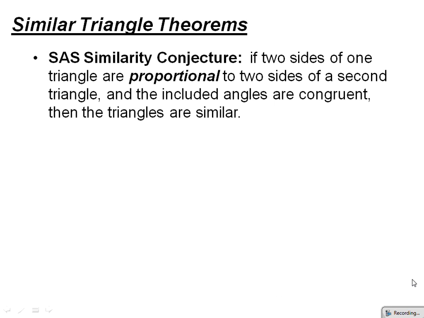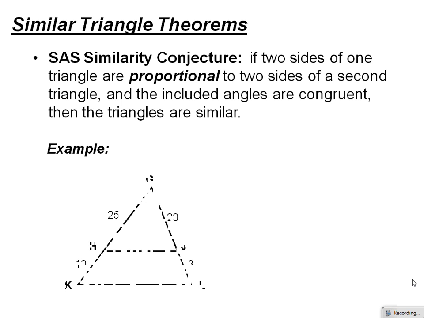In addition, there's one other similarity conjecture, the SAS similarity conjecture, that says that if two sides of one triangle are proportional to two sides of a second triangle, and the included angle between those two proportional sides is also congruent, then the triangles are similar. In this example, let's say that we're given the following pair of triangles where one triangle again is embedded within the second, triangle GHJ and triangle GKL. Now clearly, angle G is congruent to itself in both triangles, so we already have an included angle that's congruent.